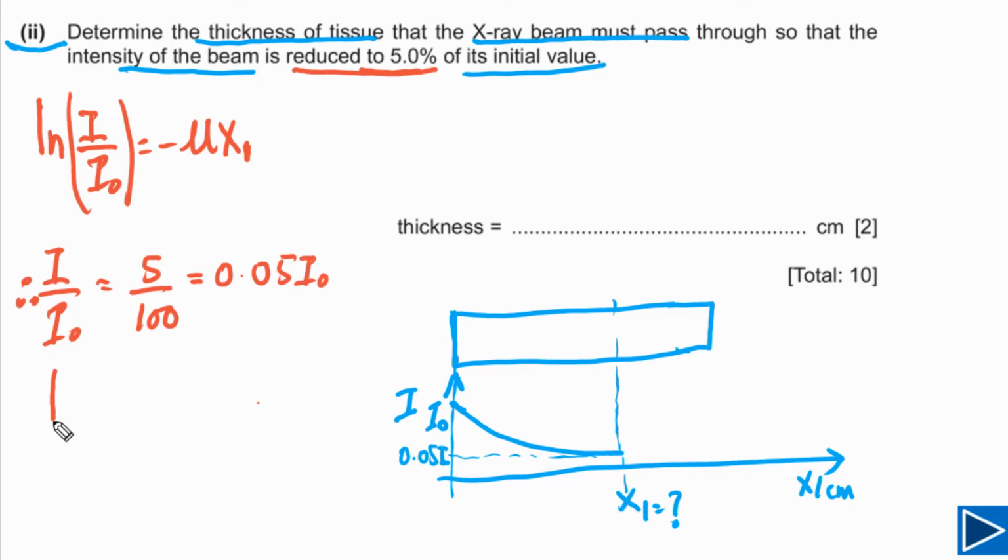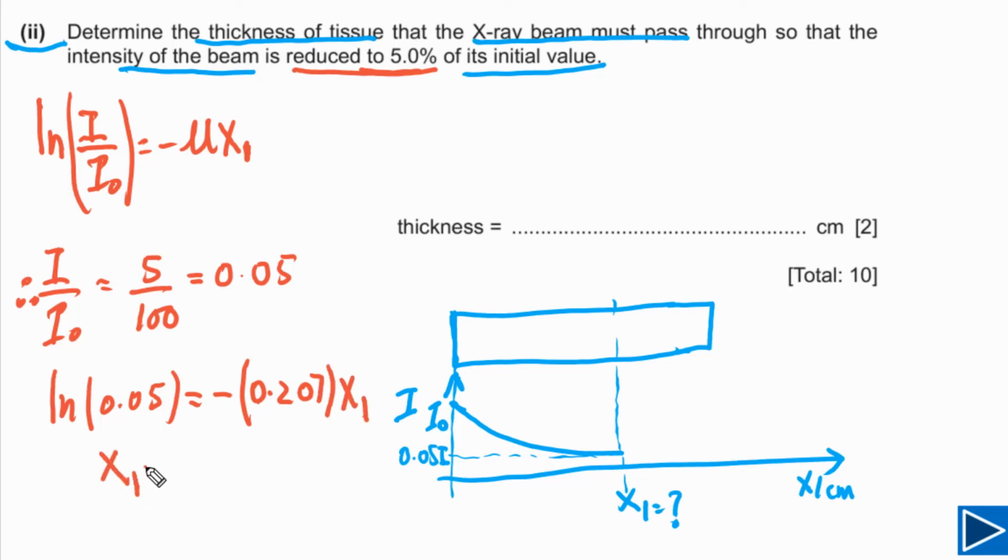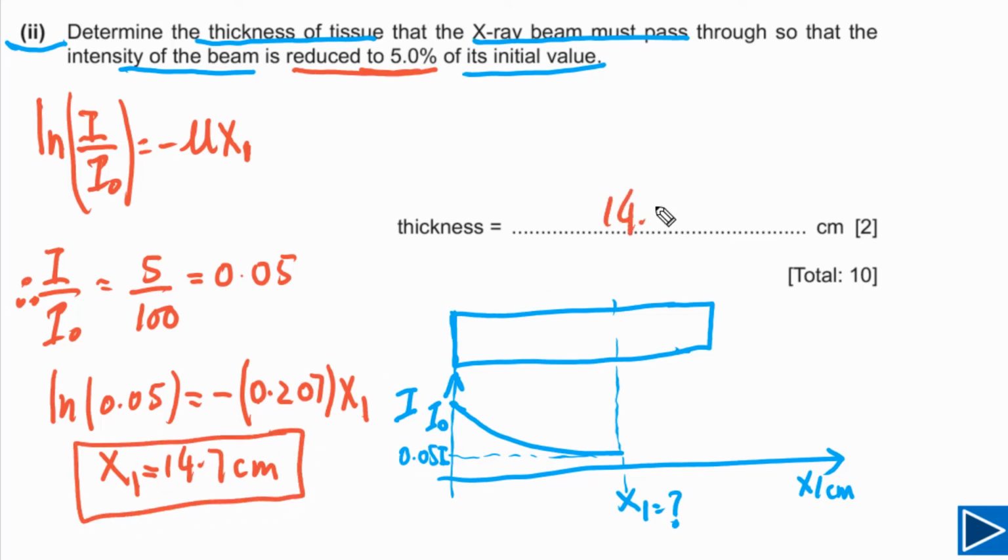Now we simply need to plug in values, so we can say ln of 0.05. We can cancel the I naught here, since we are writing I over I naught, so I over I naught is equal to 0.05. And this is equal to negative mu, and the value of mu we have calculated was 0.207, times x1. From here we can calculate the value of x1. x1 will be equal to 14.7 centimeters, because this is in centimeters. So this is our final answer. This is how you can calculate the value of thickness.